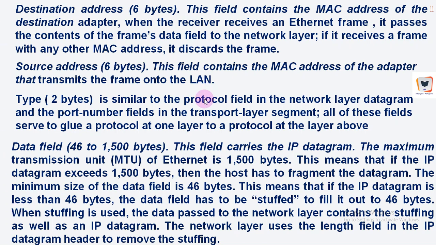The minimum size of the data field is 46 bytes. This means that if the IP datagram is less than 46 bytes, the data field has to be stuffed to fill it out to 46 bytes. When stuffing is used, the data passed to the network layer contains the stuffing as well as the IP datagram. The network layer uses the length field in the IP datagram header to remove the stuffing. Of course, the length field is available in the IP datagram, as you would recall.